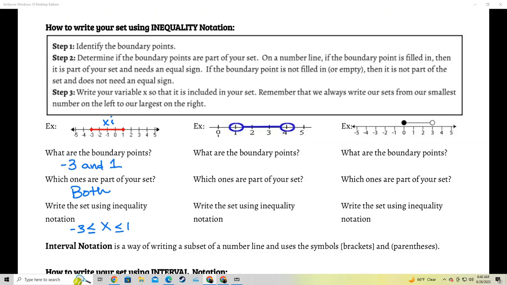All right, let's take a look at the next one. We're going to go a little bit faster. What are the boundary points? Well, the boundary points are where your set starts and where it ends.